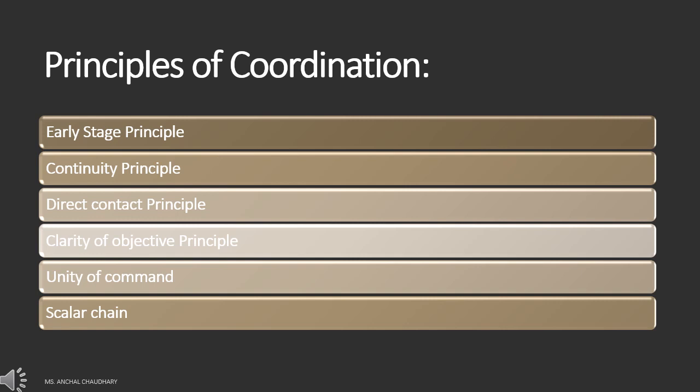Next is scalar chain. Scalar chain means there should be a proper hierarchy of levels where information and instructions flow from top to bottom, and suggestions and complaints flow from bottom to top, which will facilitate coordination and there should be no confusion in the organization.